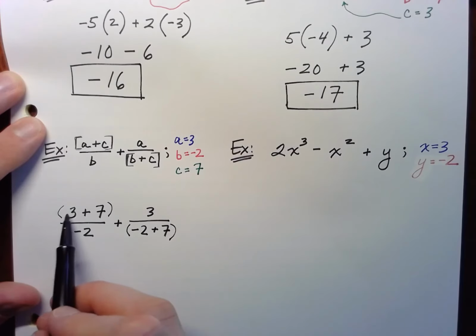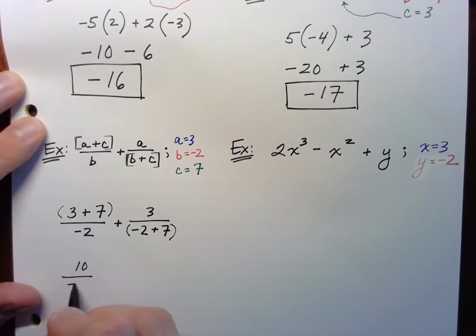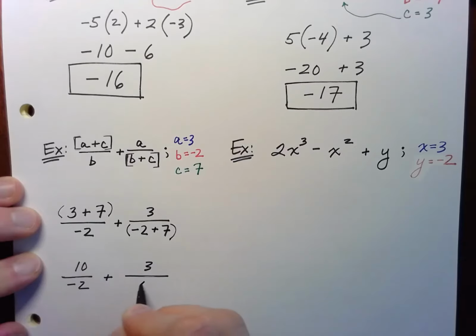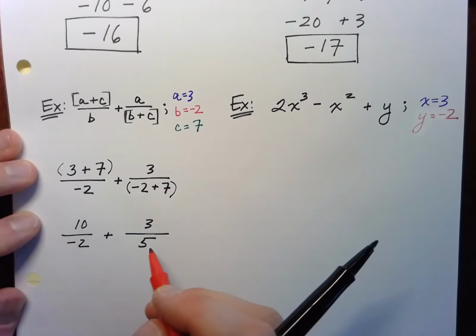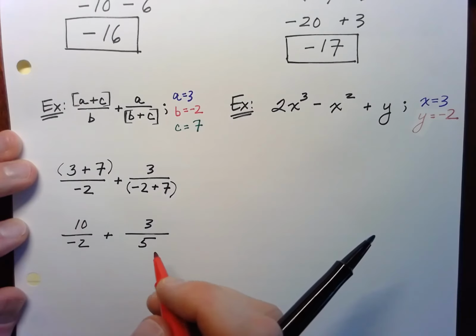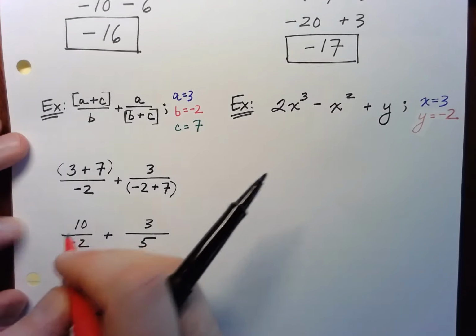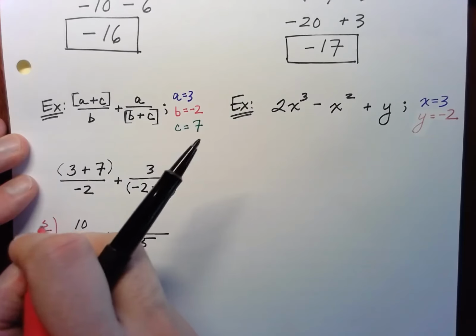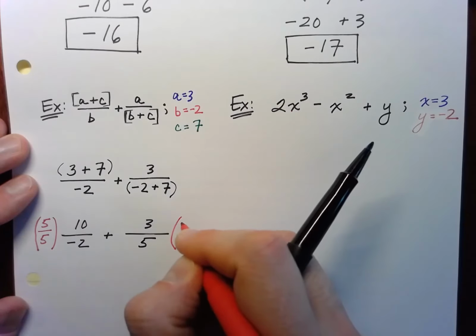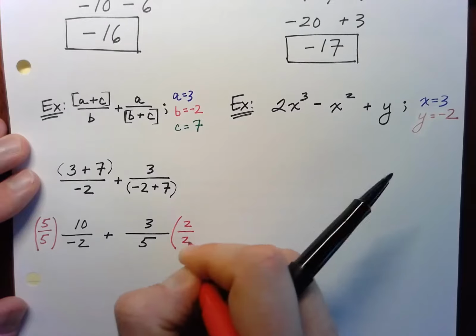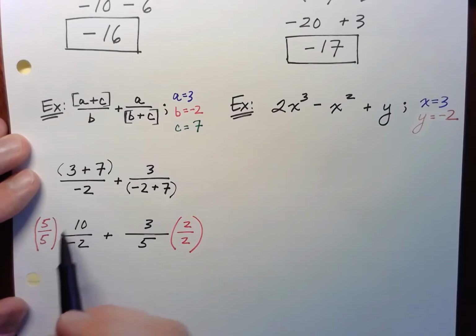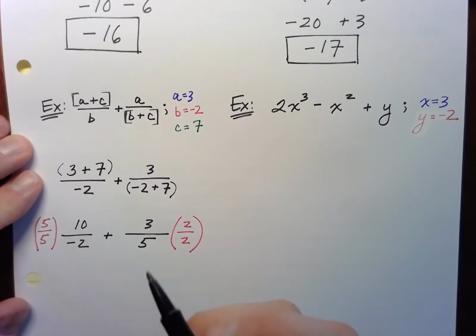So this is 3 plus 7 is 10 over negative 2 plus 3 over 5. Now I can't add these unless I get common denominators, so let's get a common denominator. With 2 and 5, the least common multiple is going to be 10. So I have to multiply this by 5 over 5, and I have to multiply this by 2 over 2. The negative doesn't really matter, because I can just write it up top or write it out front. It's all the same thing.